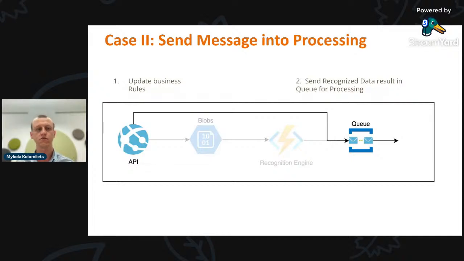So we can avoid triggering blobs. You don't need to store blobs again. You don't need to trigger the recognition engine again. Just send a message in the queue for processing documents and skip some steps. So an important point here is that when you work with this flow, you face cases when you need to skip something, and this pipeline is really flexible for that.